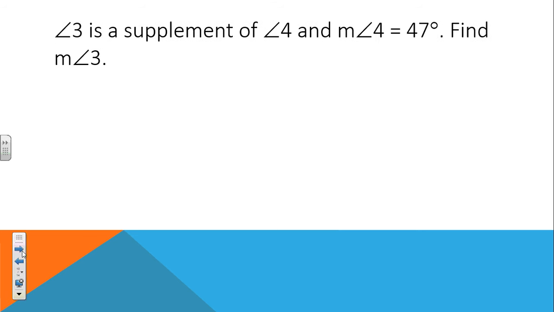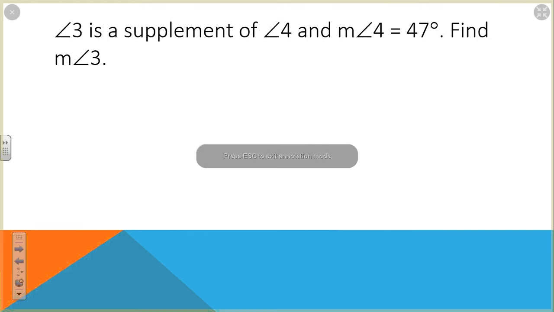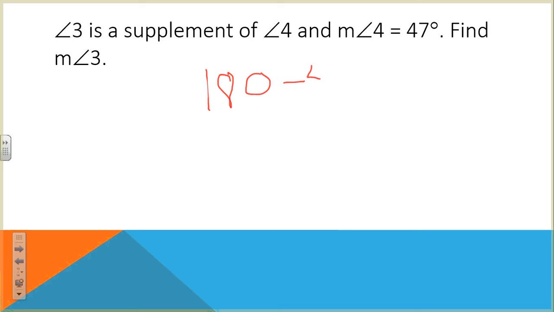Okay, next one. Angle 3 and angle 4 are supplementary. Angle 4 measures 47 degrees. What's the measure of angle 3? How would we find it? Good. Why is it 133? Good. So 180 minus that 47 gets us 133. Not hard math. We just have to know what these words mean, right? All right. The next one.